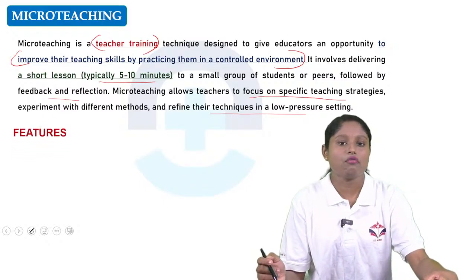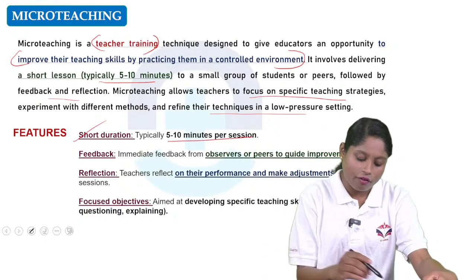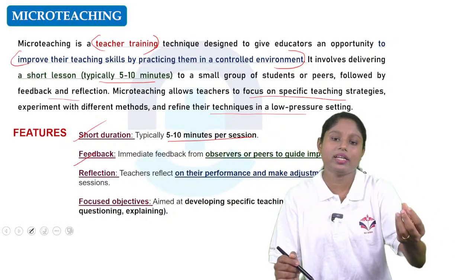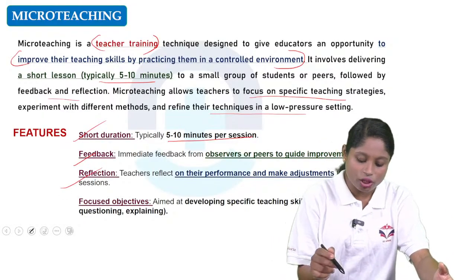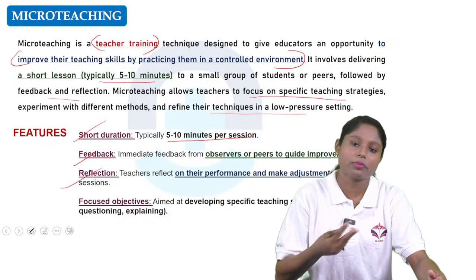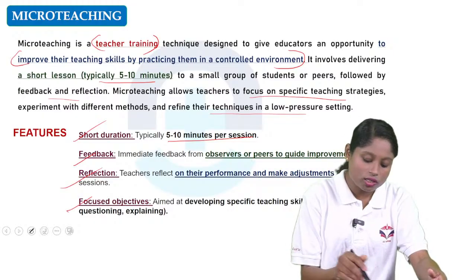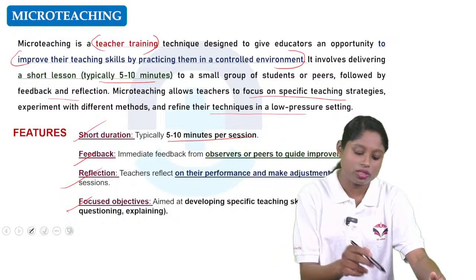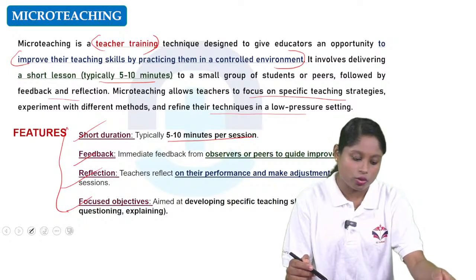So what are the features of micro-teaching? Short duration, mainly 5 to 10 minutes per session. Feedback: immediate feedback from the observers or peers to guide improvement. So those who attended the class will respond to the teacher immediately, so she can improve herself. Reflection: teachers reflect on their performance and make adjustments for future sessions. So from that information, she can improve herself for the next session. Focused objectives: aimed at developing specific teaching skills like questioning or explaining. So these are the features of micro-teaching. Micro-teaching is also one of the important questions.